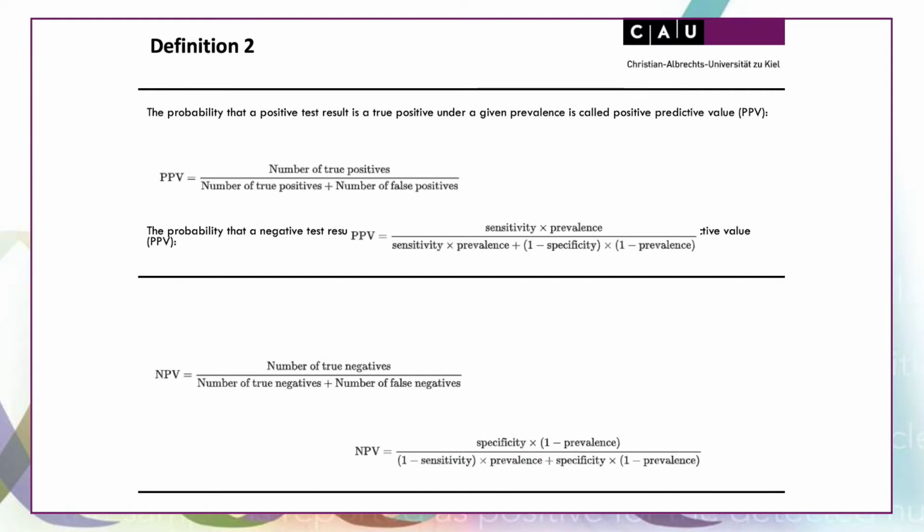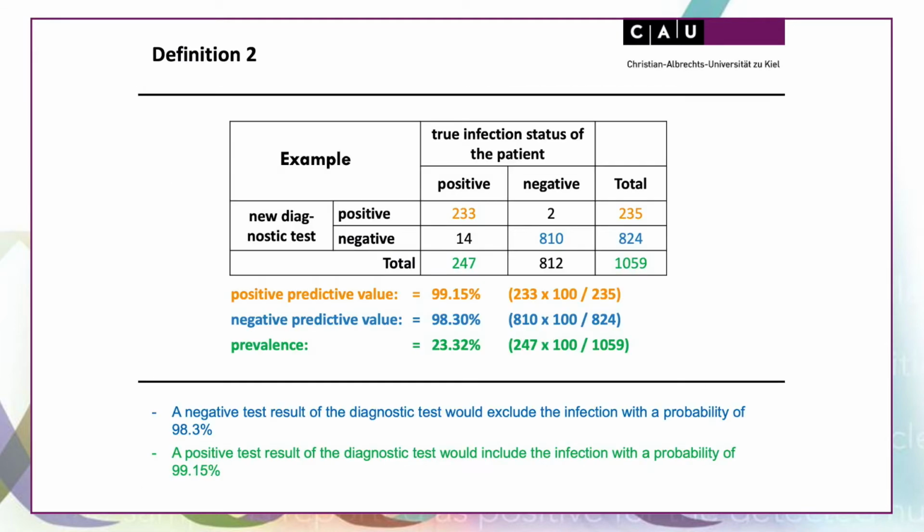In other words, the positive predictive value is the number of true positives divided by the number of true and false positives. And the negative predictive value is the number of true negatives divided by the number of true and false negatives. In order to illustrate these relationships, let's have a look at the example in the next slide. As you can see here, the infection of interest is present in 247 of the 1,058 persons tested, equivalent to a prevalence of a bit more than 23%.